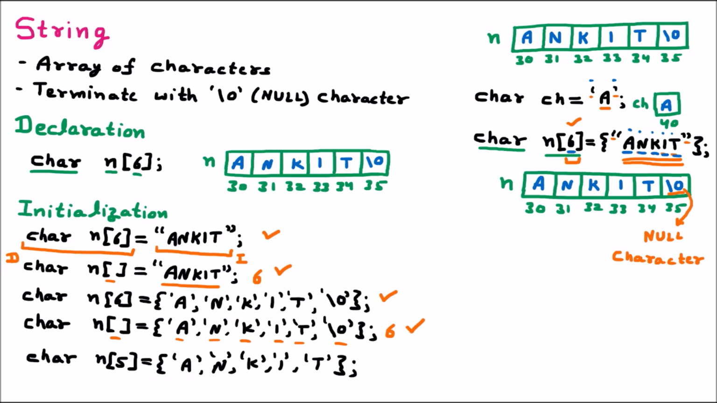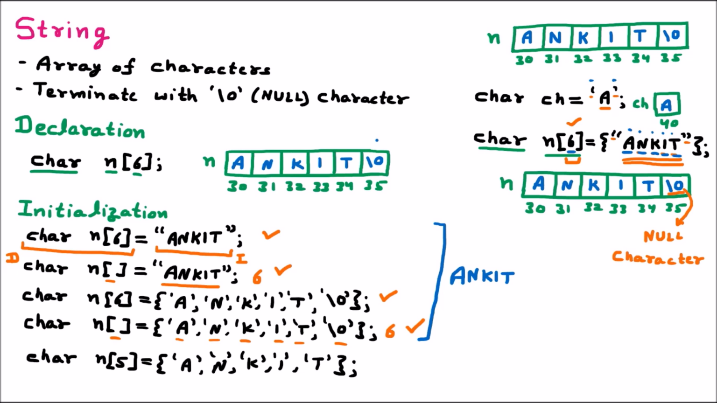If you are using the first four cases, in all of them we will have the normal output, which is Ankit. So here ANKIT will be your output, because the \0 indicates that this is the end character. So that is how far the compiler will show you.